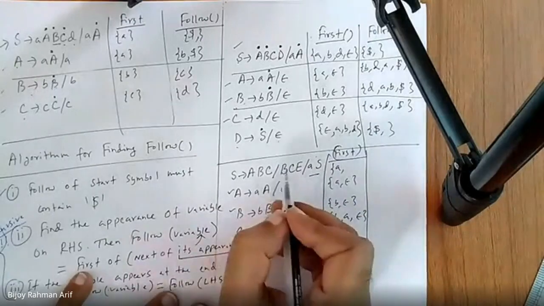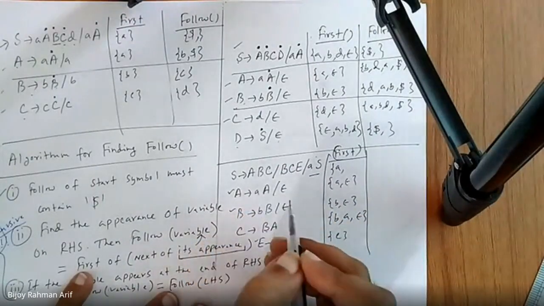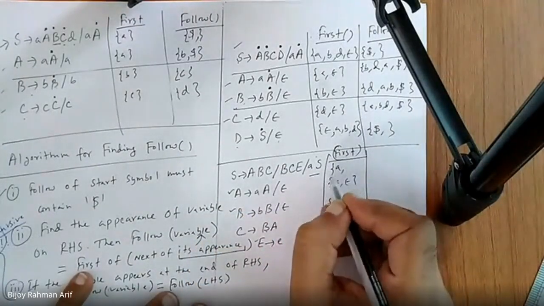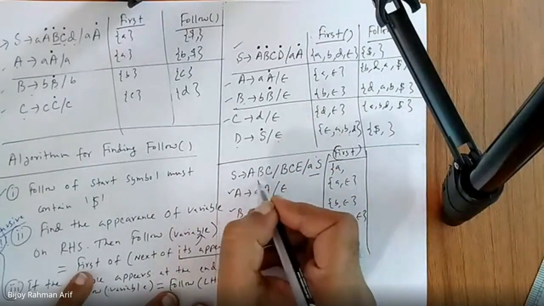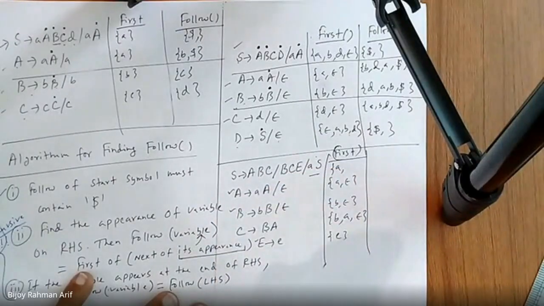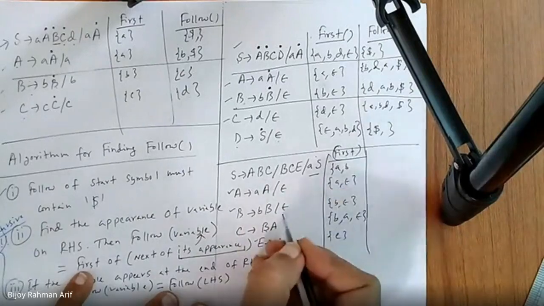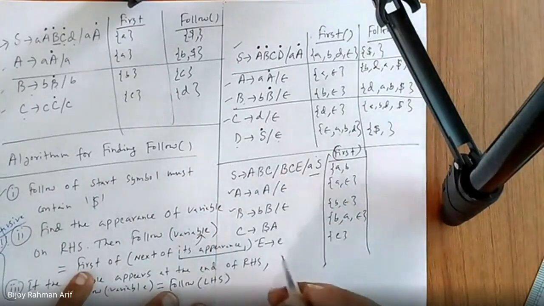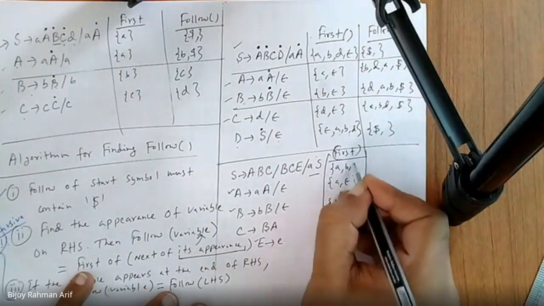This one is done. First of S is nothing but first of A. First of A is nothing but A. Okay, done. If you put epsilon, this one is crossed out, we get B. What is first of B? First of B is B. If you put epsilon, this one is crossed out, we are getting C. What is first of C? First of C is nothing but A, B and epsilon. The whole thing becomes epsilon. Okay.